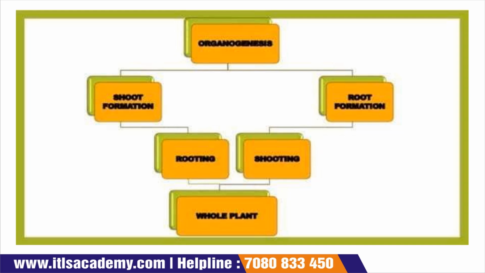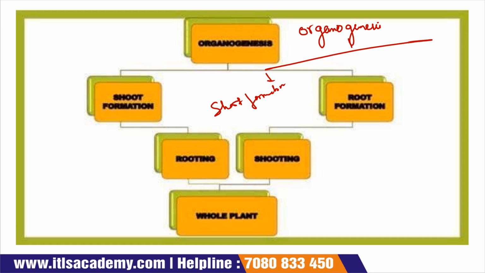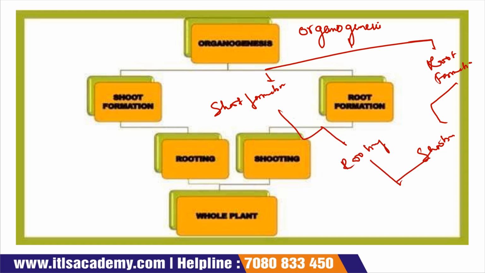Organogenesis is divided into two parts. One is shoot formation and another one is root formation. This shoot formation is divided into one part, that is shooting, and root formation is divided into one part, that is rooting. Now this rooting and shooting combine together and form a whole plant.